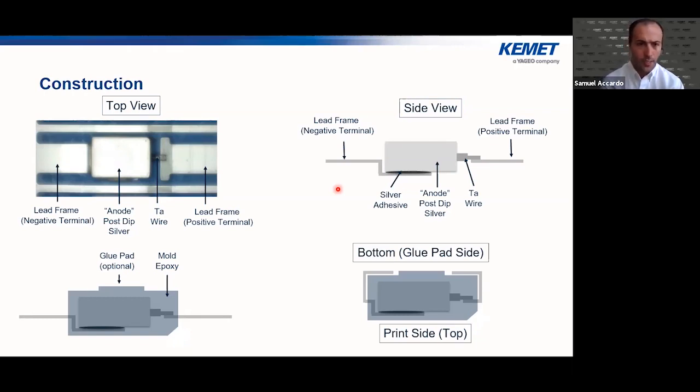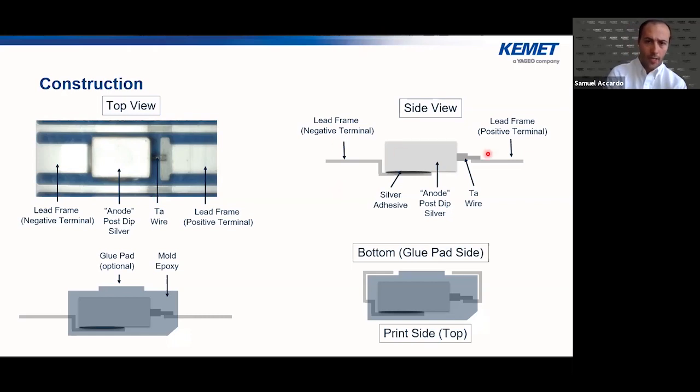On the top left, you can see the anode itself, the capacitor element that has been dipped in silver. It has a tantalum wire coming out of the anode, which has been welded to the lead frame. The negative lead frame has been connected by the silver epoxy that I mentioned on a previous slide, or not epoxy, but an adhesive.